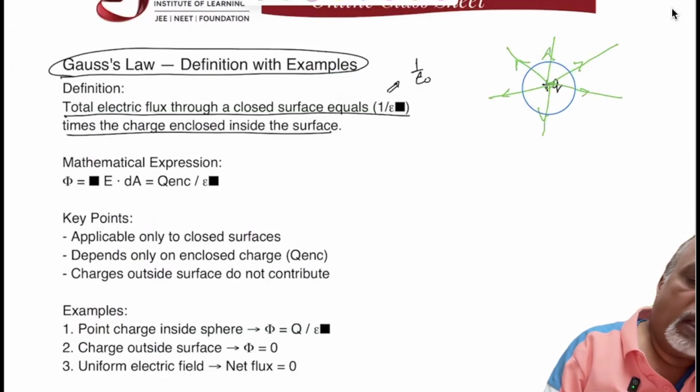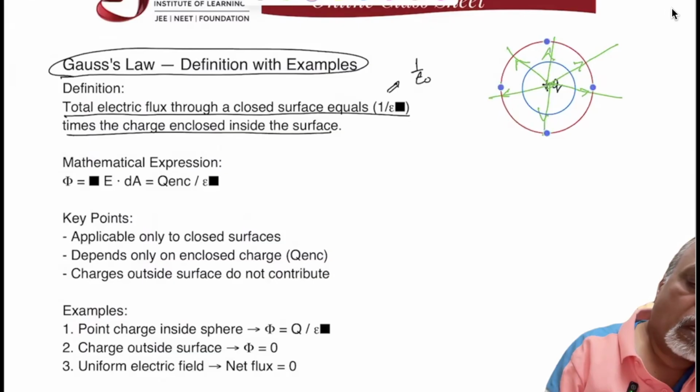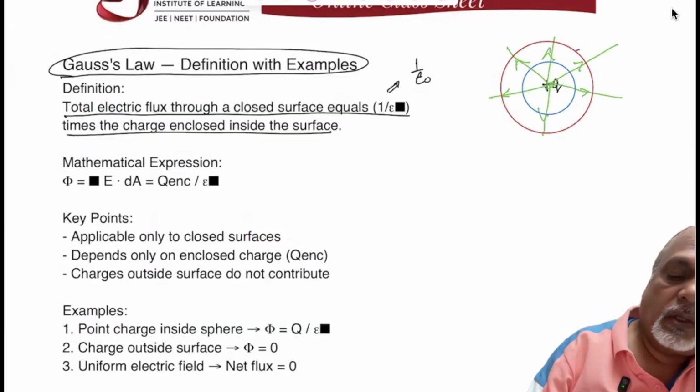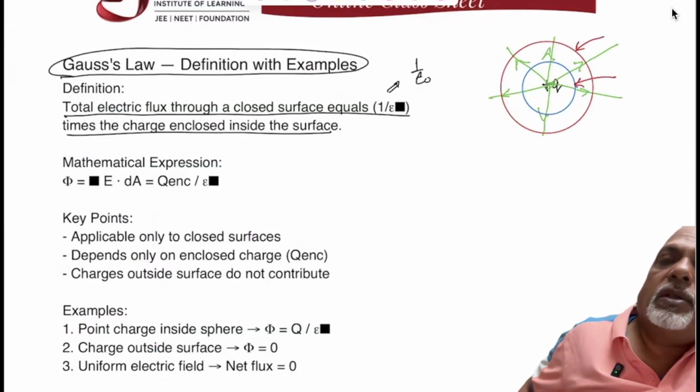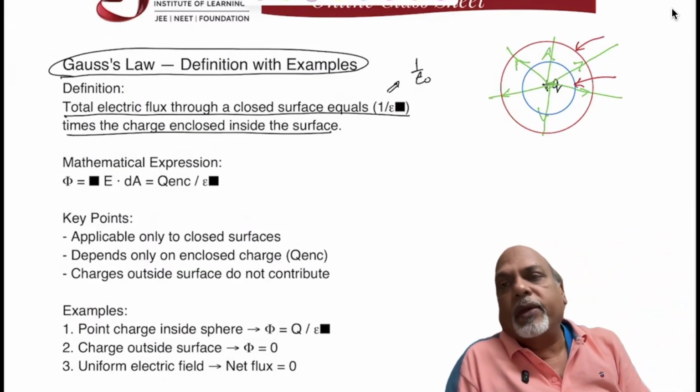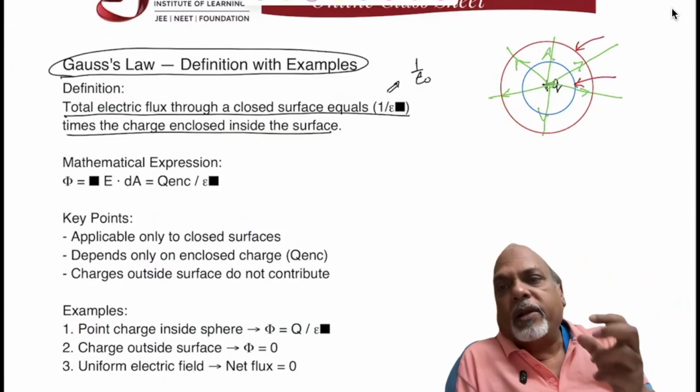If we make another, wider surface, in this case also, all the electric lines will pass through. Means whether the surface is this or this, the flux is the same. We have seen the number of electric lines passing through a surface is called electric flux.